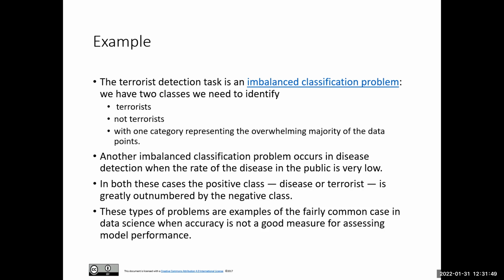Here we have two classes that we need to identify, terrorists and not terrorists, with one category representing the overwhelming majority of the data points. Another imbalanced classification problem occurs in disease detection when the rate of the disease in the public is very low. In both these cases, the positive case, disease or terrorist, is greatly outnumbered by the negative class. These types of problems are examples of the fairly common case in data science when accuracy is not a good measure of assessing model performance.